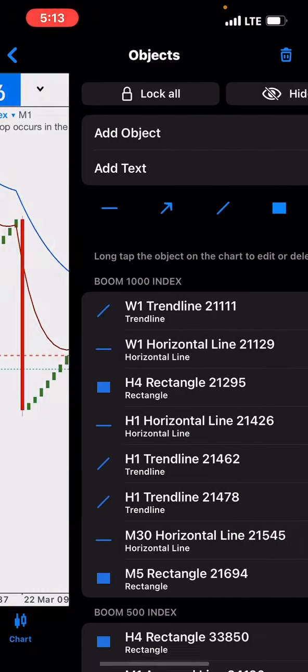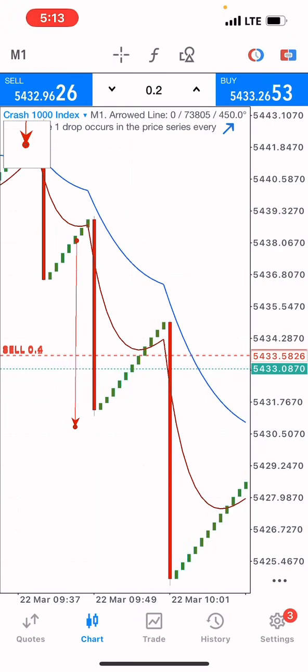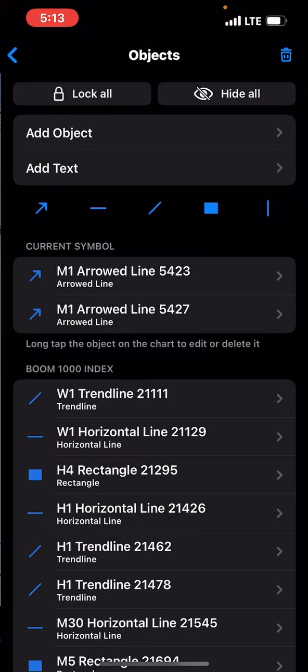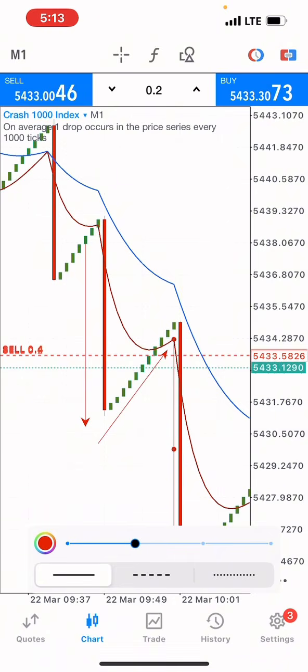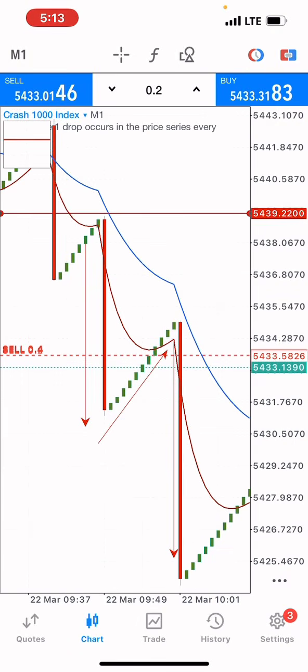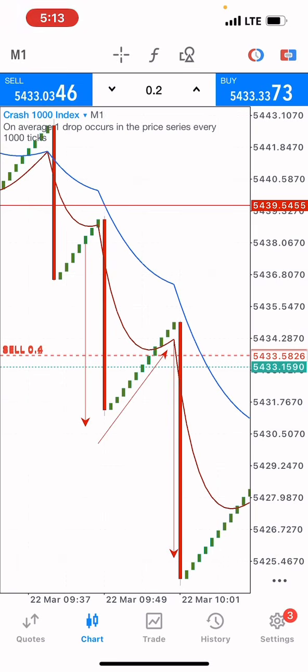So this is another example. After this spike, the next spike was a longer one. So that would have been my entry, and this would be my SL right here. It is that simple, guys.